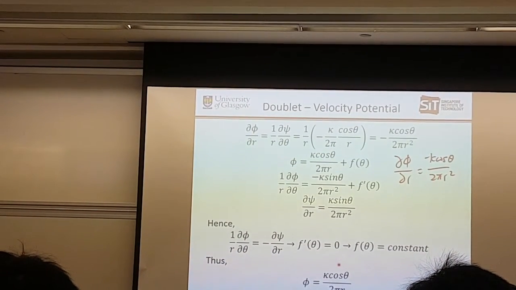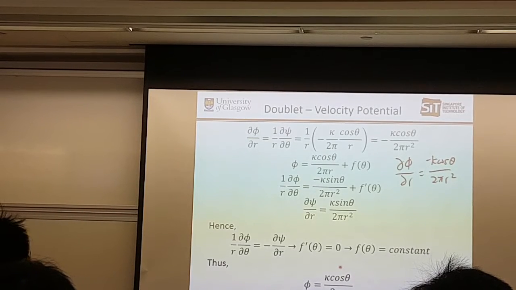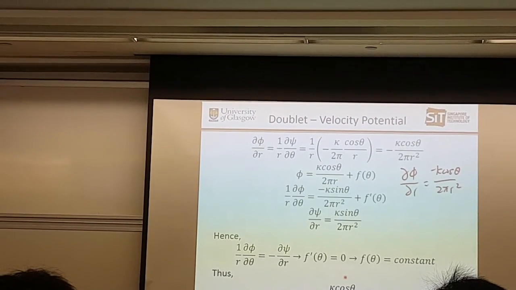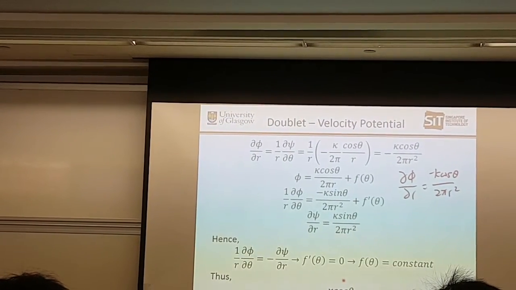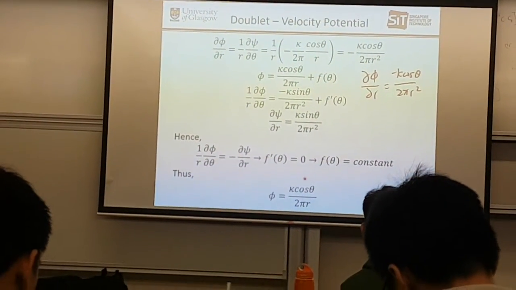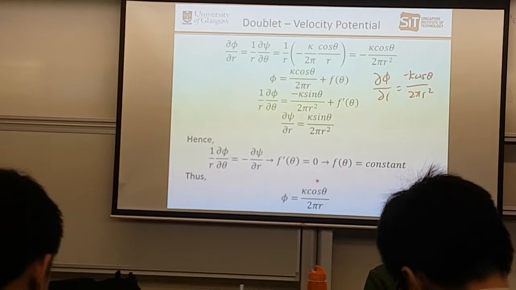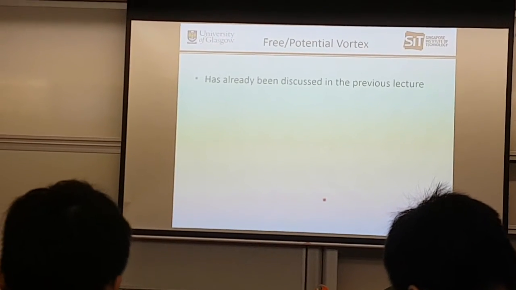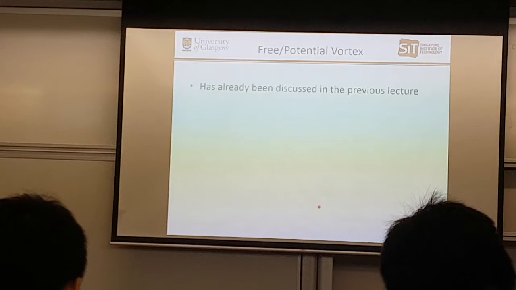Okay, so I've covered uniform flow, source, sink, and then a doublet. The last thing I want to cover for today is your vortex. Vortex is something that we have already covered last week, so a few important points that I want to re-emphasize.